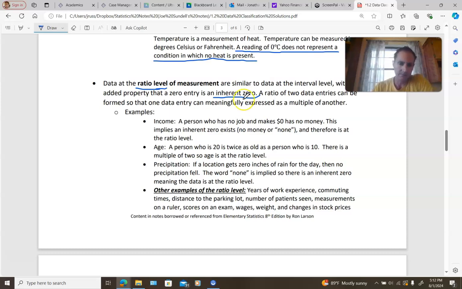All right. So let's look at a few examples, and then we'll try some on our own. So income, yeah, so a person that has no job makes 0 money, okay? So income is at the ratio level of measurement. So this implies that there's an inherent 0 there.